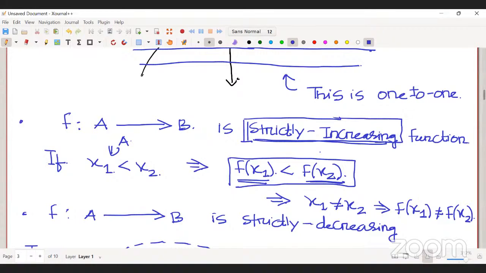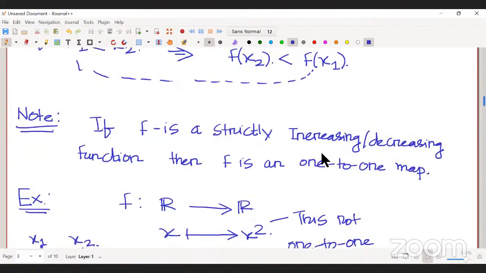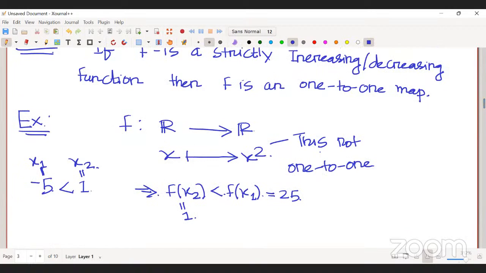Okay, from here I can say this, because it's not preserving the order. If you see for this pair of elements, it's changing the order, flipping the order. So from here I can say that this is not a strictly increasing function. Okay.